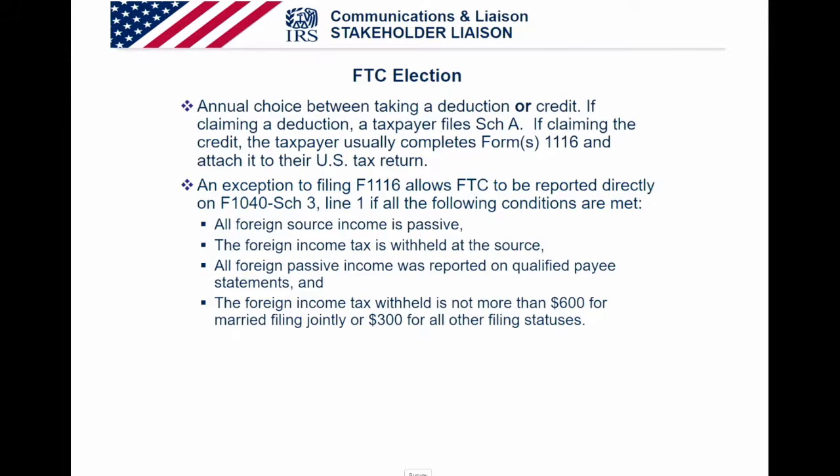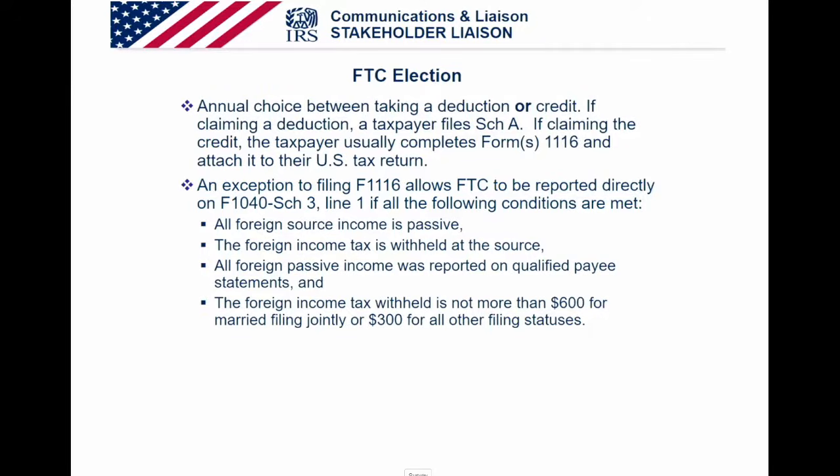Generally, a taxpayer must complete a Form 1116 in order to claim the credit. Attaching the Form 1116 to the return constitutes the election of the foreign tax credit. If the taxpayer chooses to take a credit for qualified foreign income taxes, they must take the credit for all the foreign income taxes paid or accrued. The taxpayer cannot take a credit for some foreign income taxes and a deduction for others. If the taxpayer chooses to deduct the foreign income taxes, all the foreign income taxes must be deducted.